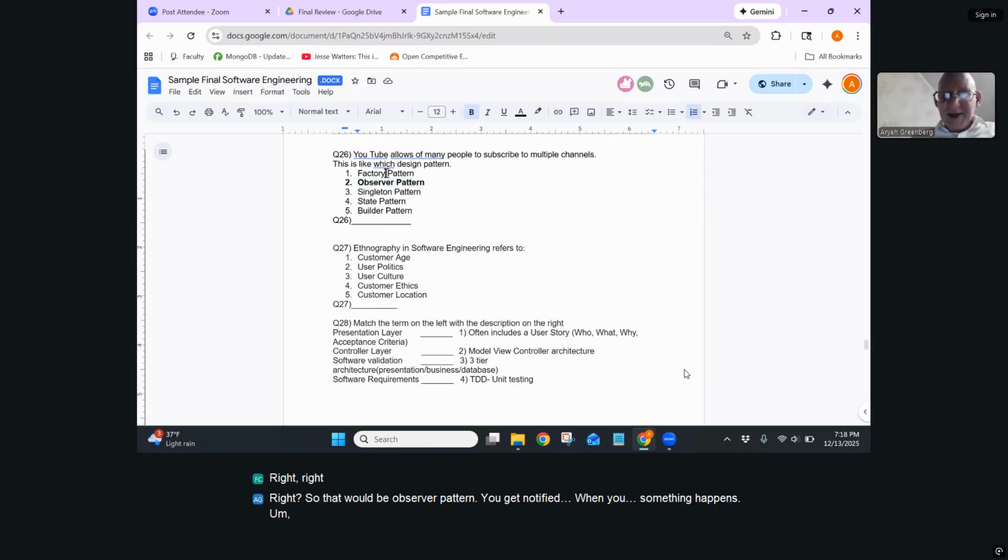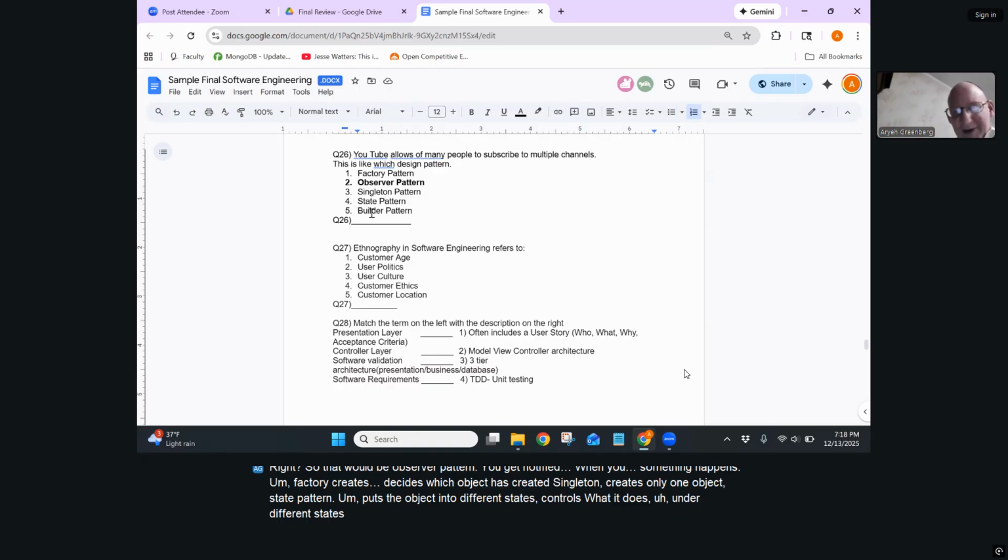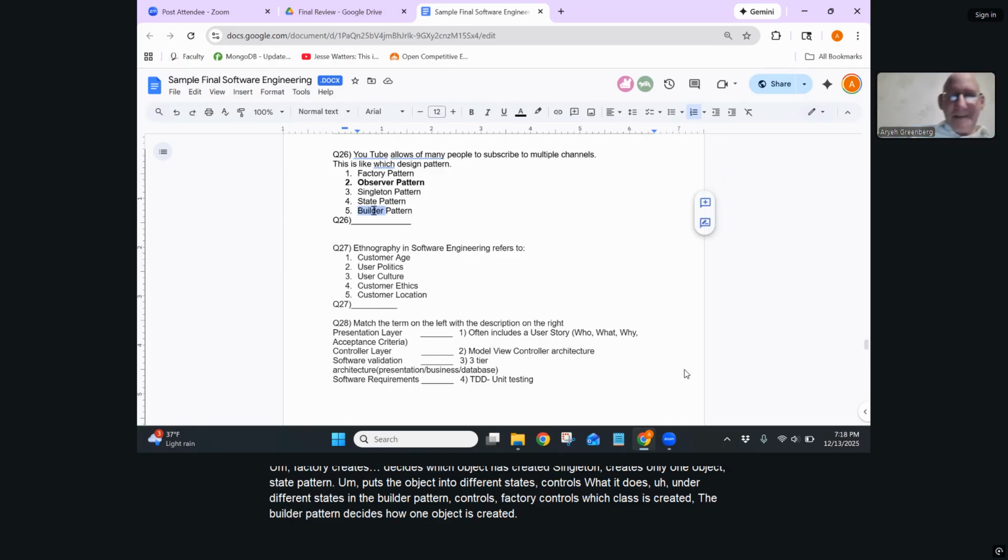Factory decides which object gets created. Singleton creates only one object. State pattern puts the object into different states, controls what it does under different states. Factory controls which class is created. The builder pattern decides how one object is created. Okay?